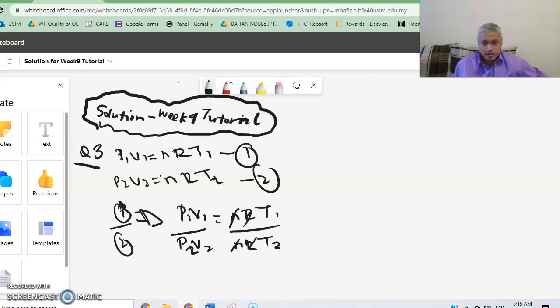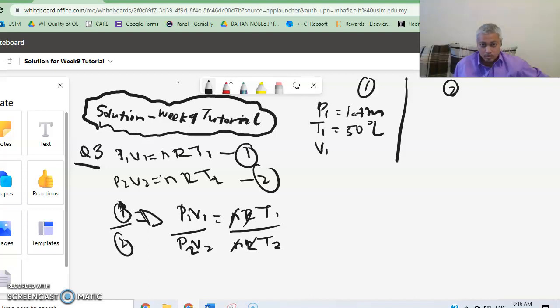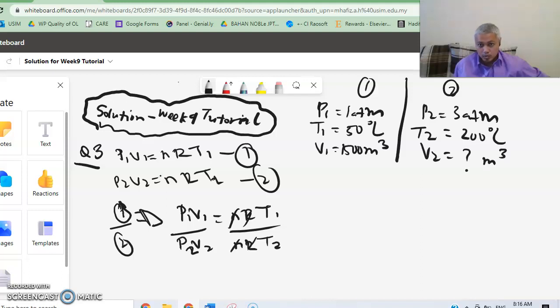list down what information that we have. So we have first condition and second condition. Okay, so here we have P1 equals 1 atm, T1 equals 50 degrees C, V1 equals 1500 meter cube. Then we have P2 here as 3 atm, T2 200 degrees C, and then we need to find V2, right, in meter cube. So as usual, we need to convert this to Kelvin.